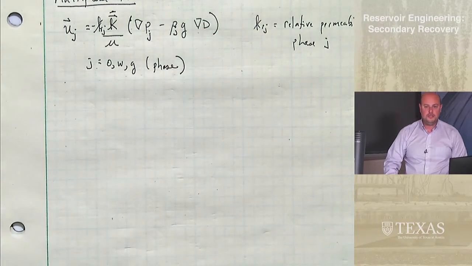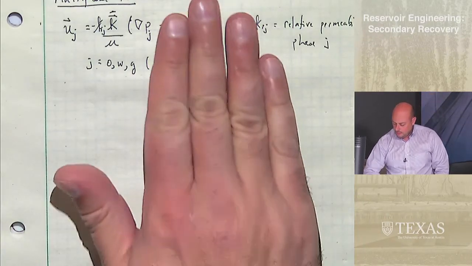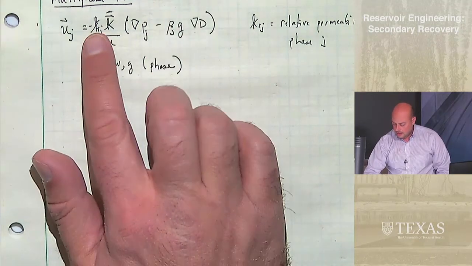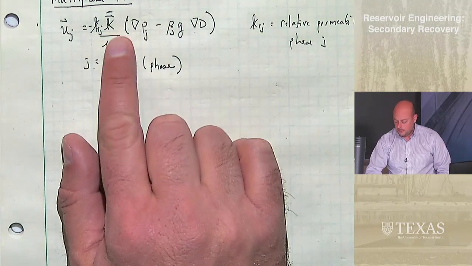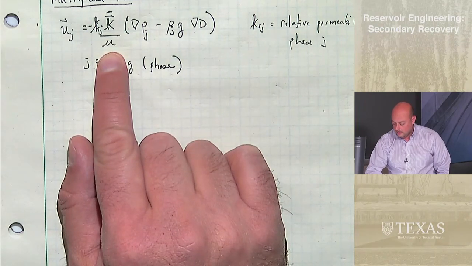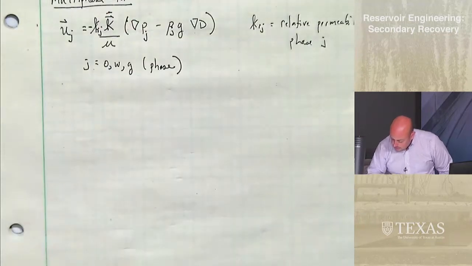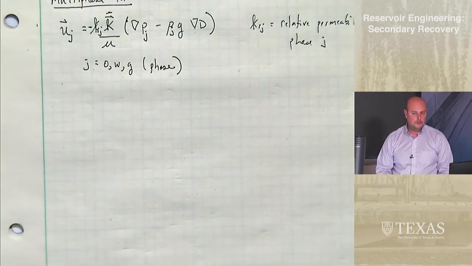Okay, so I think you've all seen this before. And of course, if you don't have gravity, then that goes away. And if it's in 1D, then you're just left with K_rJ times the scalar permeability divided by the scalar viscosity times dP/dx. And just to make sure you see it, there still is a negative sign in front of there.